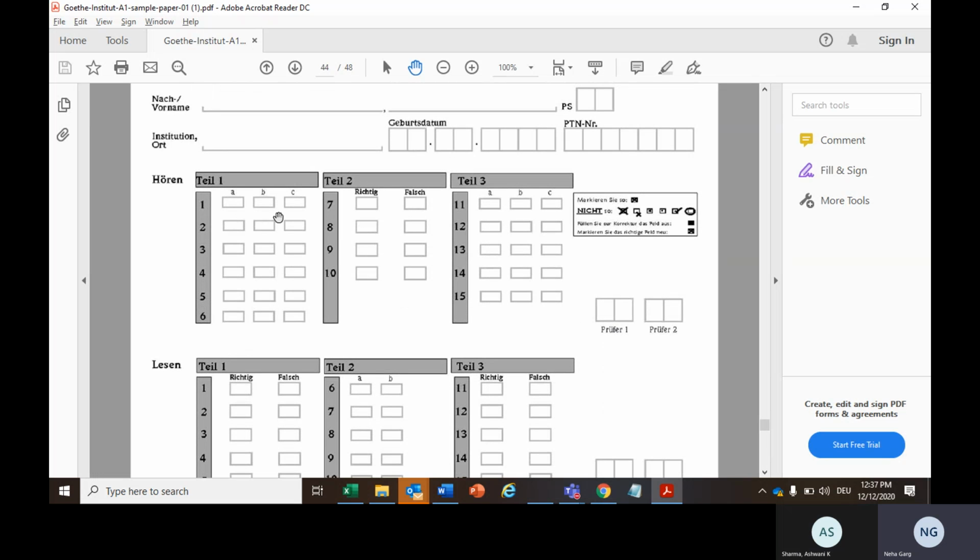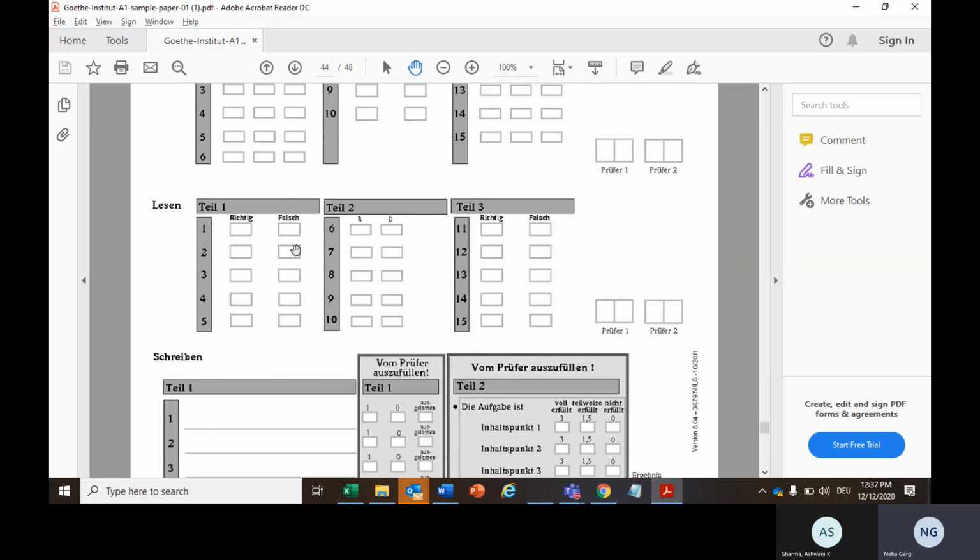For Hören, you listen and then you give the answers here. First, in Hören, you have listened. If that goes with A, B, or C, same for Teil 2, Teil 3. And then Teil 2, Richtig or Falsch: here are the numbers. If that's Falsch, you'll cross here. If that's Richtig, you'll cross here. Similar for Teil 3. For Lesen, like what we read in Lesen, Richtig should have Falsch.